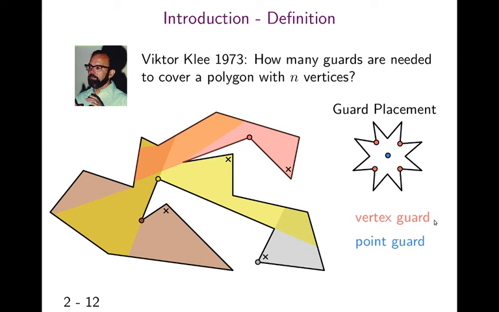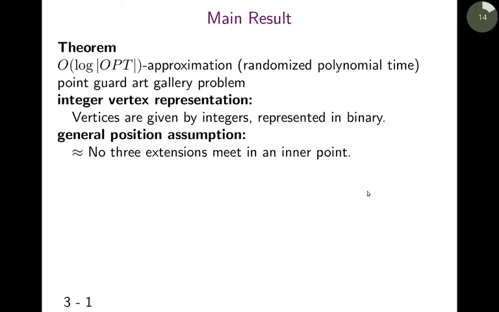This vertex guard variant and many other variants of this problem are much more studied, and the point guard variant is almost not studied at all. So therefore, we really think this is the first approximation algorithm for this point guard variant for simple polygons. And this is our main theorem.